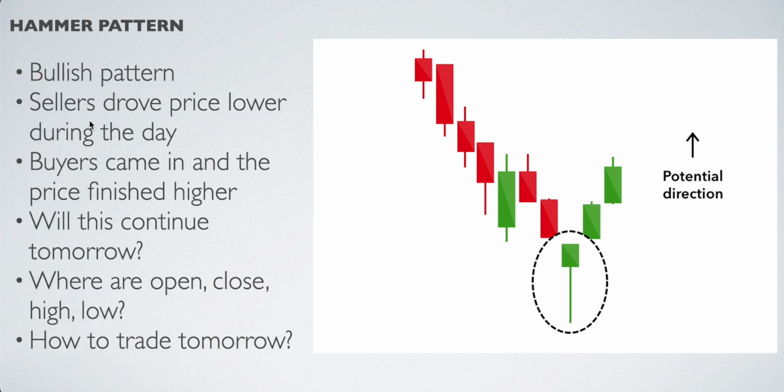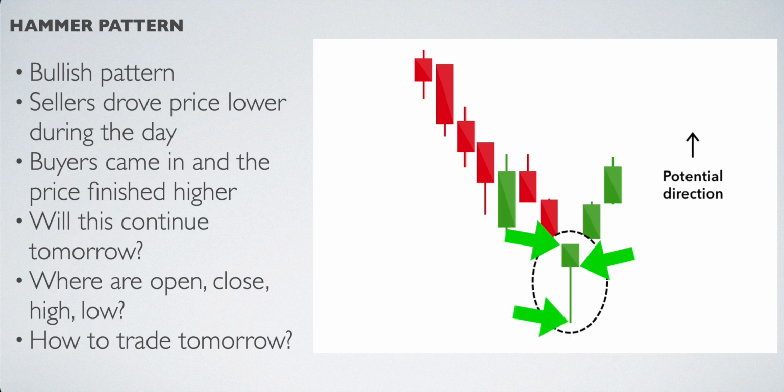So this is a bullish pattern, and as you can see, sellers drove the price lower during the day or during the session. You can see it right here. So as we know, we do have the open right here. We also have the close right here. Close is above the open, so it is green. That doesn't tell us the whole story. You can see this huge wick or this huge shadow down here.